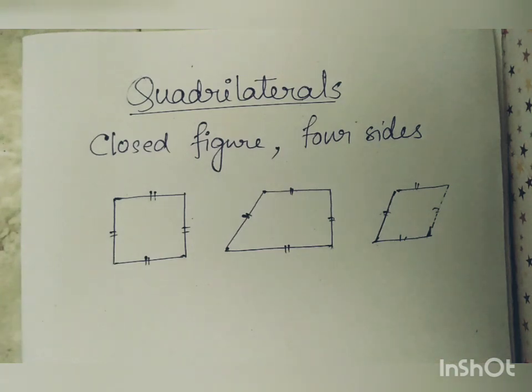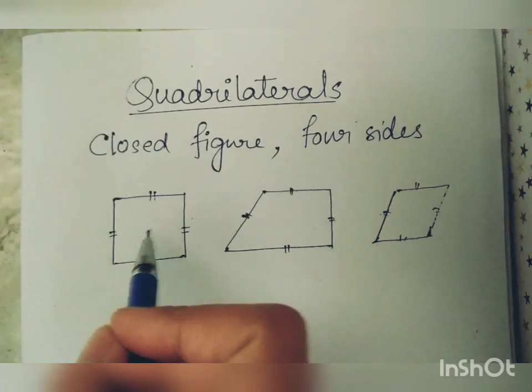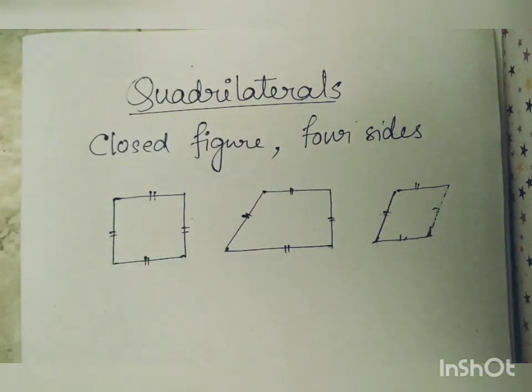And why am I calling it a polygon? Polygon means it will be a closed figure, and will have at least three sides. Here you get four sides, that's why it is also a polygon. In each and every case all of these are polygons as well as quadrilaterals because all of these have four sides, and all the figures are also closed.